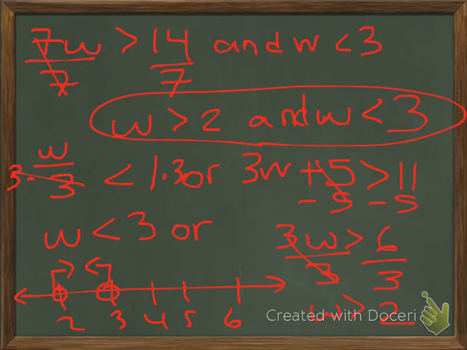Now notice that this is an or, but it goes together as an and. That's okay, but if it's an and and it doesn't go together as an and, then that would be considered no solution, because you can't have a number within a range if the lines are never going to cross on your number line.